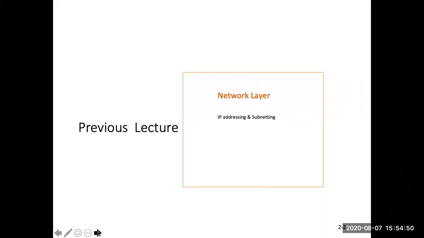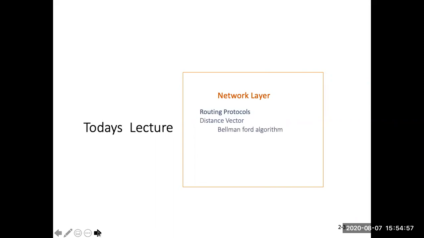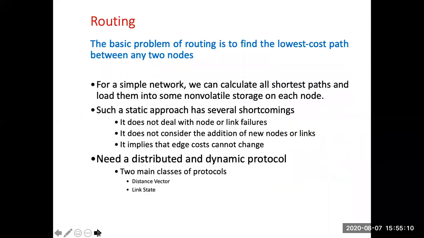In the last lecture, we were discussing IP addressing and subnetting at layer 3. Today we will study routing protocols, and we will see what the different approaches are that are used for routing at the network layer. Basically, we will discuss two approaches, that is the distance vector and the link state routing protocols.